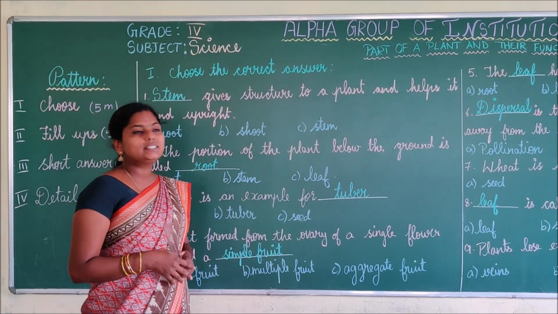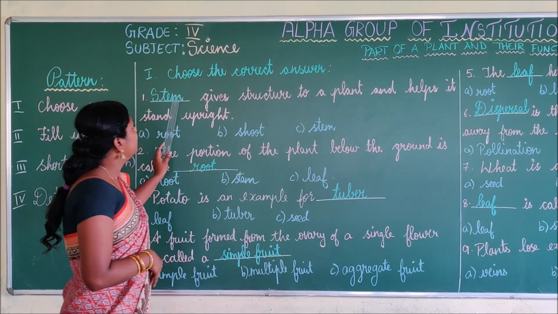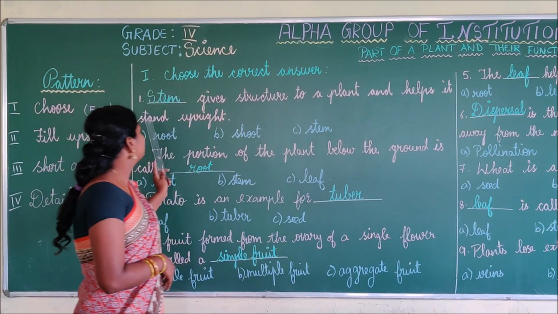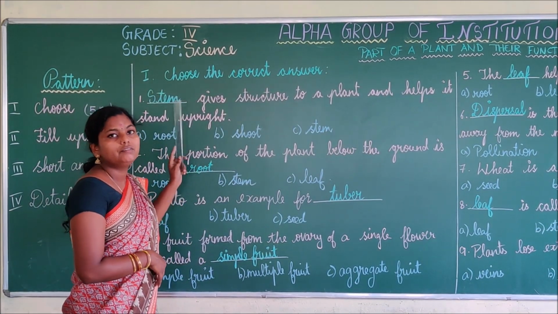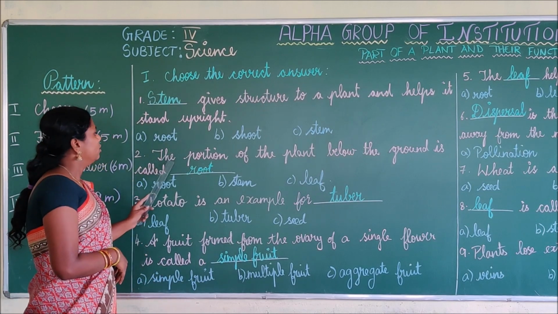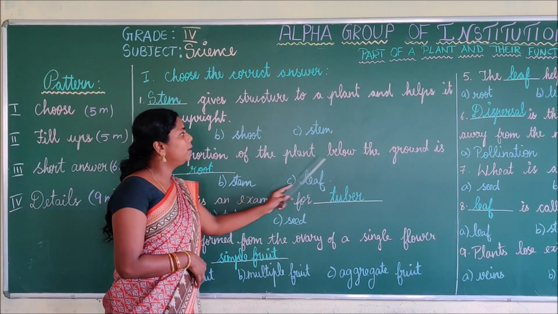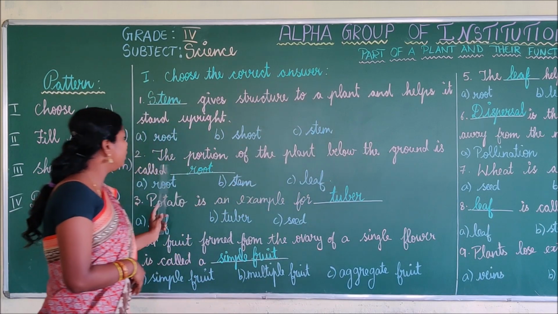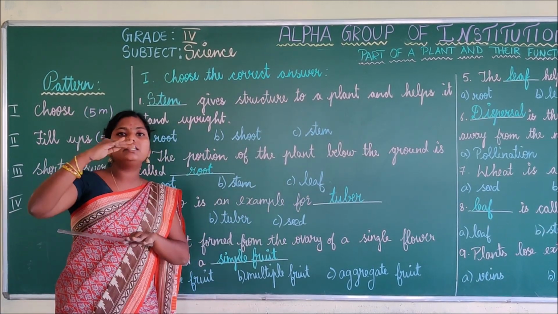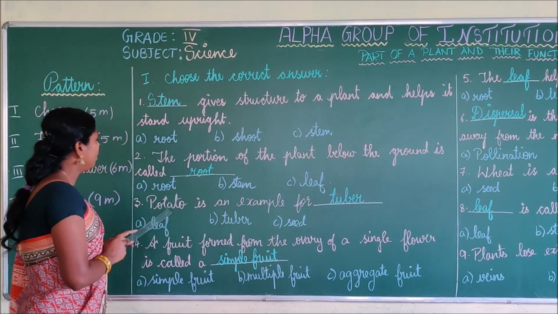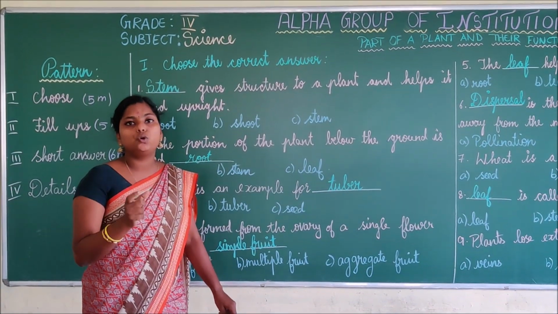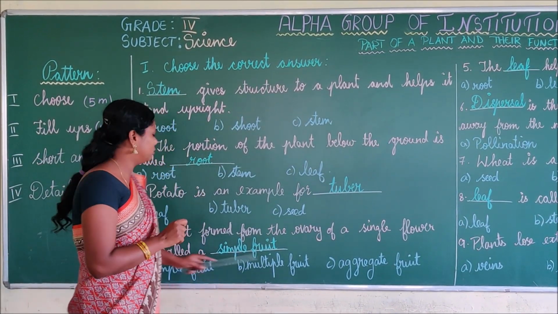Shall we recap it once again? First one, dash gives structure to a plant and helps it stand upright. Which is giving the structure? Stem is giving the structure. The portion of the plant below the ground is called root. So below the ground it is root system, and above the ground it is shoot system. Potato is an example for tuber because it is a stem which is under the ground.